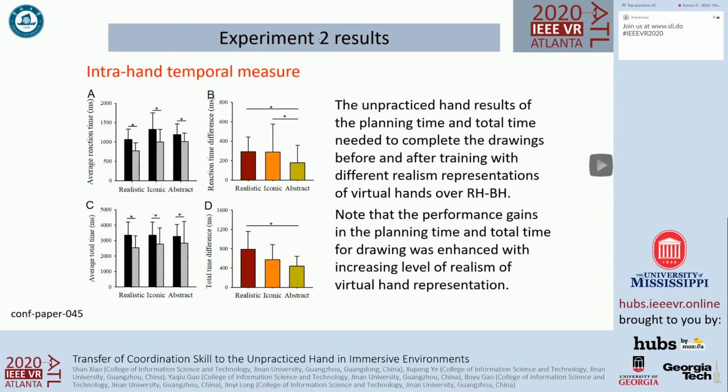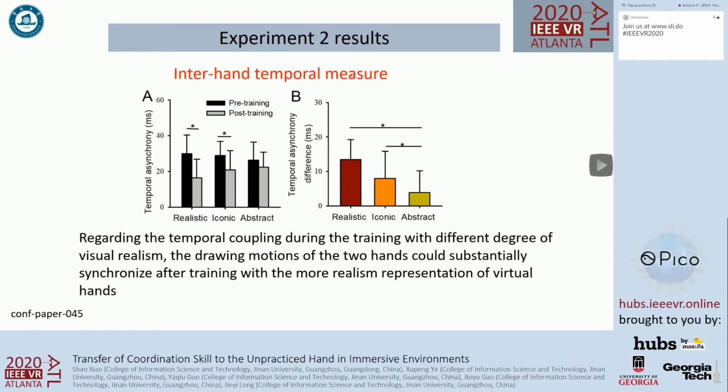First is the intra-hand temporal measure. From the figure, we can see that the performance gains in the planning time and total time for drawing were enhanced with increasing level of realism of virtual hand representation. Also, for the inter-hand temporal measure, the drawing motions of the 2 hands could substantially synchronize after training with the more realistic representation of virtual hands.